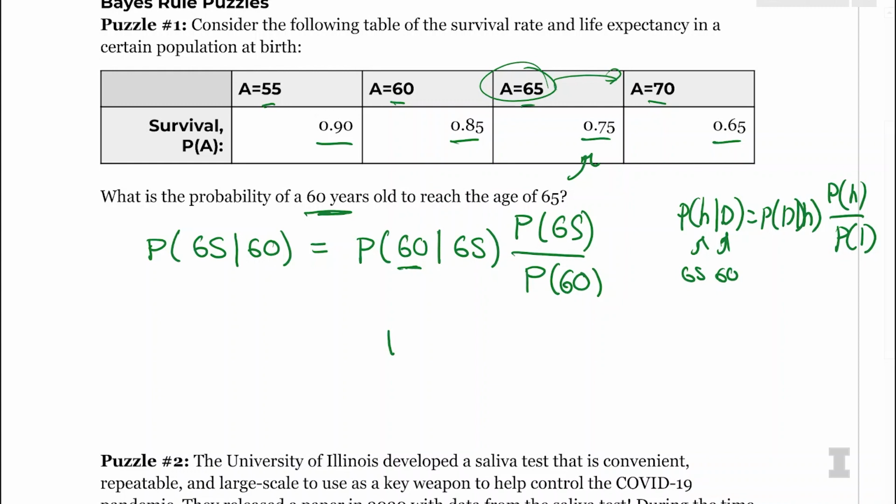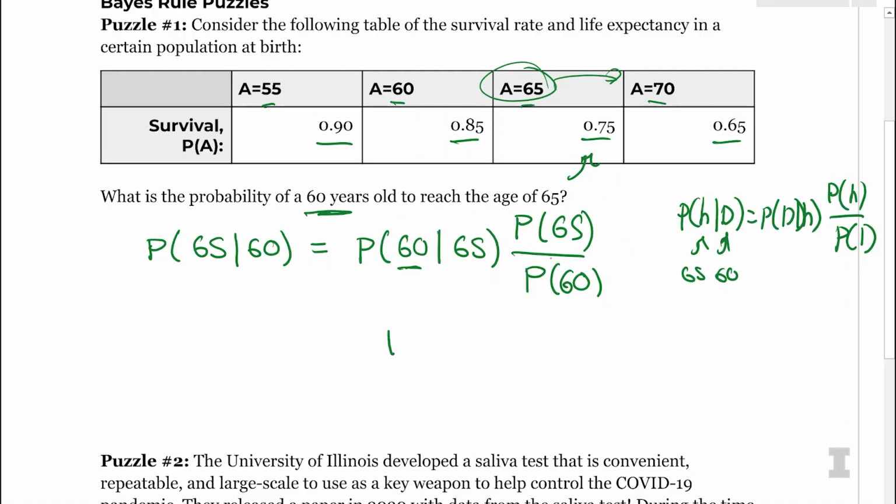Exactly. So that one's easy. Even though we're not given it explicitly, just by interpreting the problem we're able to find out more. Then we just have to multiply by the probability of reaching 65 with no priors, so that's 65 at birth, which is 0.75. That's what we were given, right? And the probability of reaching 60 at birth is 0.85.